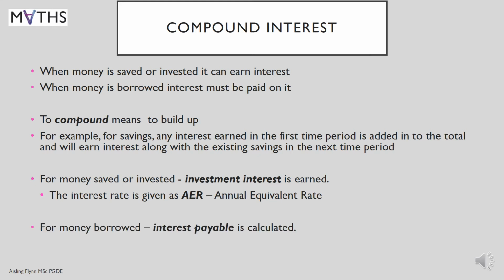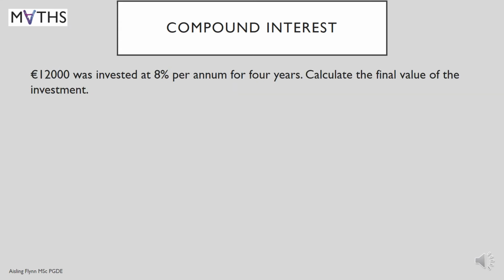For money borrowed, interest payable is calculated. The interest rate is given as APR, annual percentage rate, so you can borrow money at an APR of 6%. So both are percentages, both rates, but AER is used for investments or savings and APR is used for borrowings or loans.